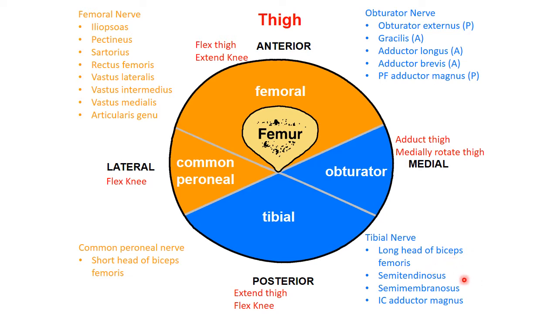Okay, the posterior, done by the tibial nerve, comprises the long head of biceps femoris, the semitendinosus, semimembranosus, and the ischiocondylar part of the adductor magnus. These are going to work together to extend the thigh, decrease the angle between torso and thigh, and flex the knee. I mean, increase the angle, I'm sorry, more 180 from torso to the leg. Okay, all right, so let's move on.